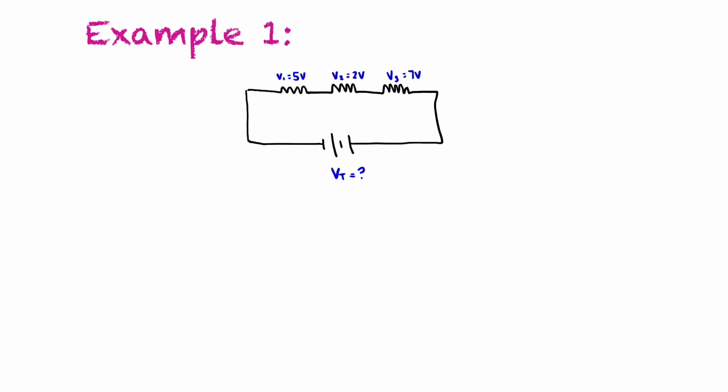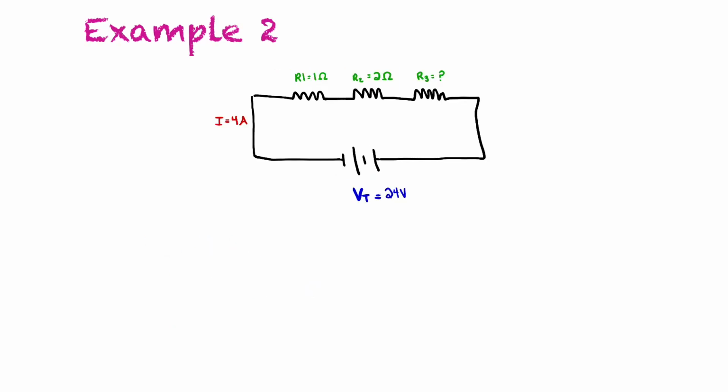So right now we're going to go through some examples to take a look at how this works. In this case we have a circuit that has 3 resistors. One resistor has a voltage of 5 volts, this one 2 volts, and this one 7 volts is flowing through. So we want to know what the total voltage is. So V total is equal to V1 plus V2 plus V3. So it's equal to 5 volts plus 2 volts plus 7 volts. So that is equal to 14 volts.